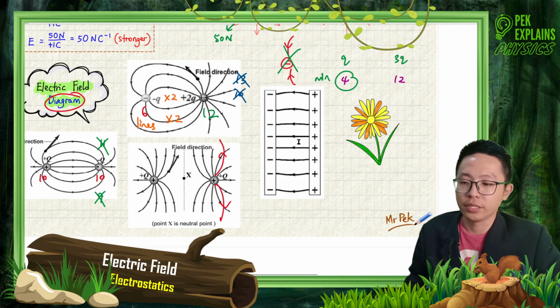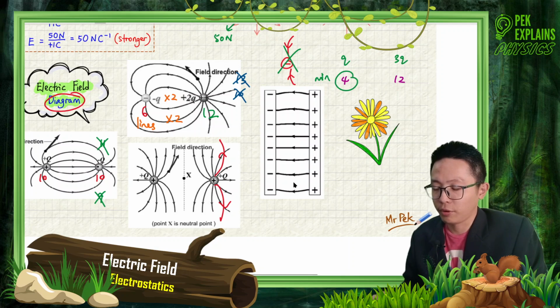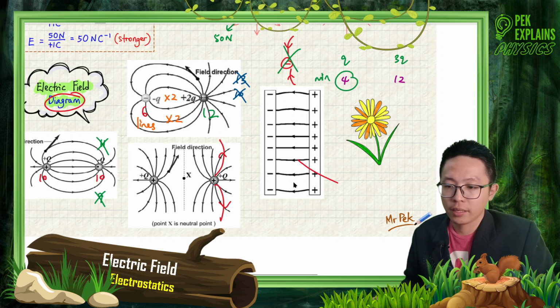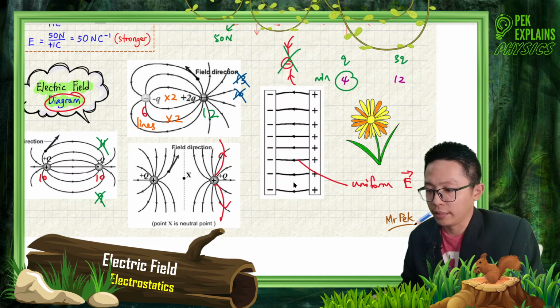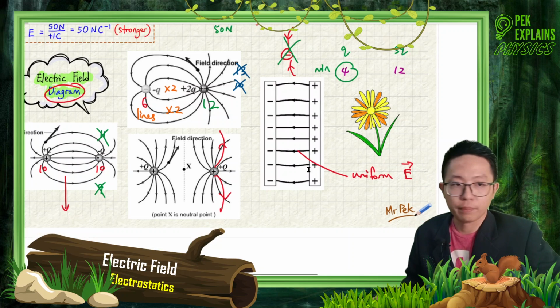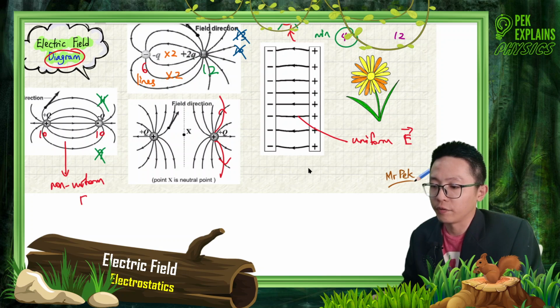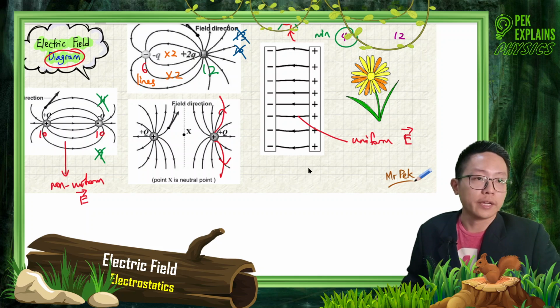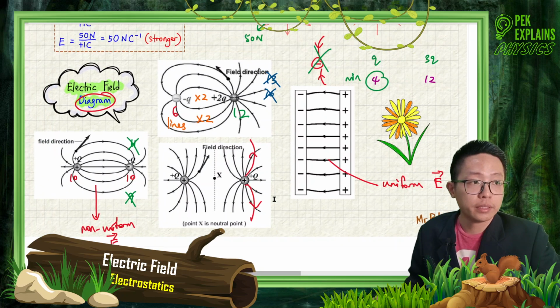Okay, this is actually a uniform electric field. The difference between the point charge and parallel plate: this one is a uniform electric field. This one, between the point charges, is a non-uniform electric field. Okay, that's it for electric field.